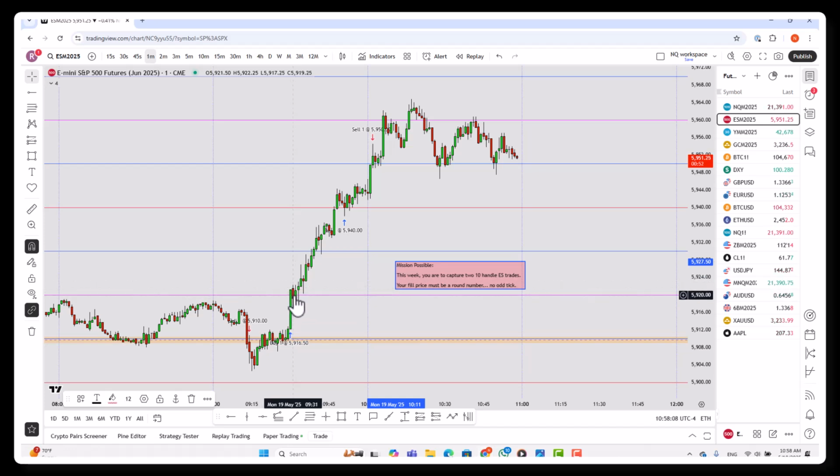Right here, this is an order block. So after it formed, you can put a buy limit here on this one. Target this. This is 10 handles, but powerful.